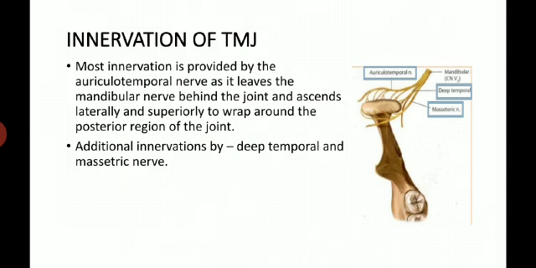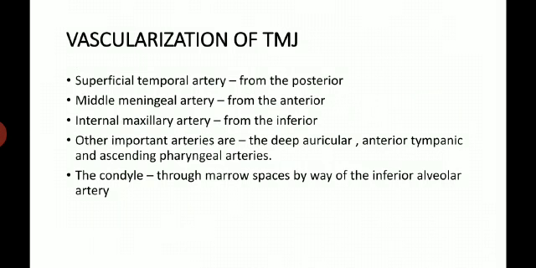Vascularization of the TMJ: the superficial temporal artery from the posterior, the middle meningeal artery from the anterior, the internal maxillary artery from the inferior, and other important arteries are the deep auricular, anterior tympanic and ascending pharyngeal arteries. The condyle is supplied through a narrow space by way of the inferior alar artery.